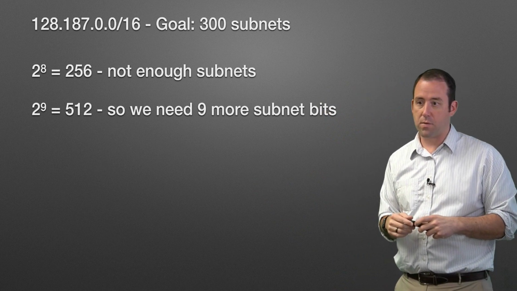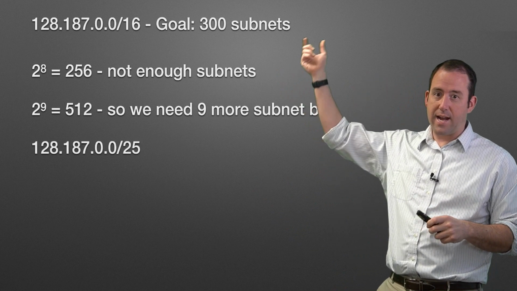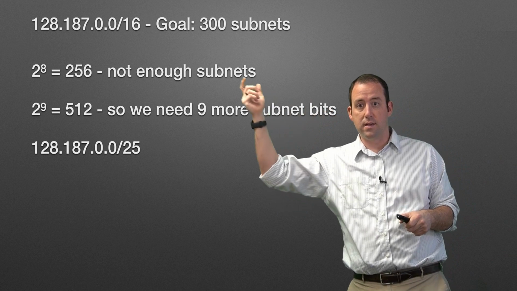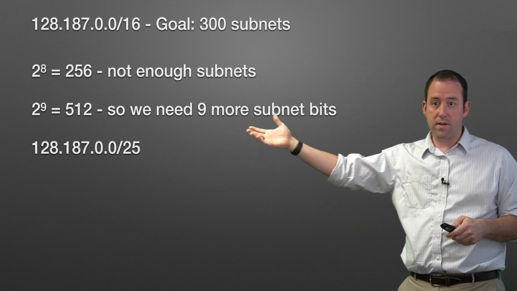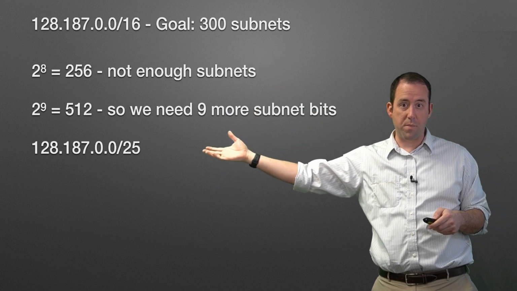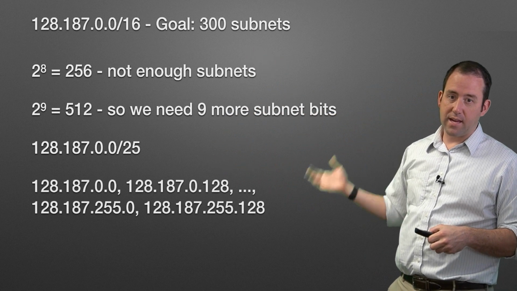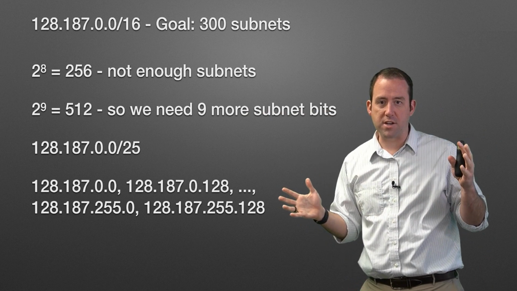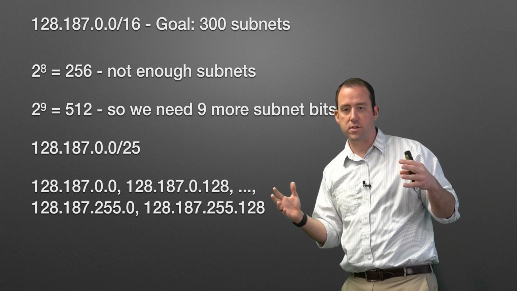And what are we going to do? We're going to add that 9 to the 16 to make our subnet mask /25, because that's 16 plus 9, so 9 more bits in the subnet mask. And that gives us all of our addresses. Using that magic number, you can figure out what your network addresses are going to be.